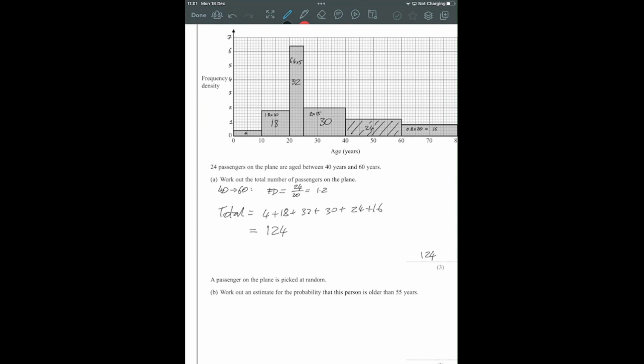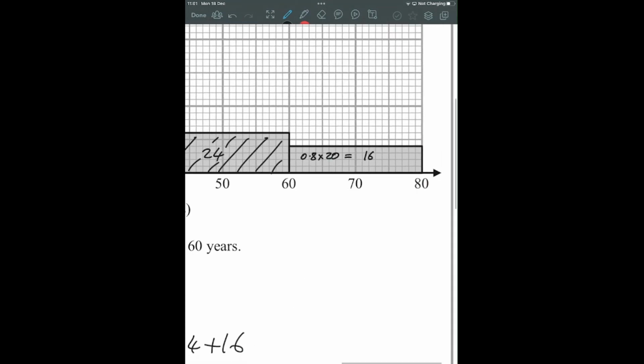We're now going to pick a passenger at random. We want to know the probability is older than 55. Once again, that means we want to find the area of this graph which is above the 55. That line was terrible. Let's try and make it a little bit better. So we already have the 16 people from 60 to 80. I now need to work out this little section here.